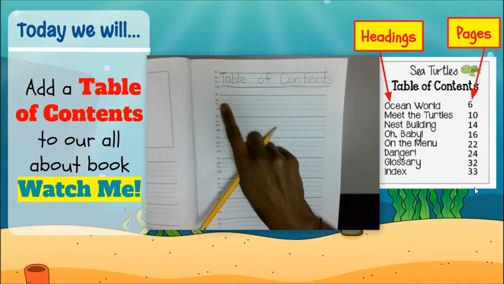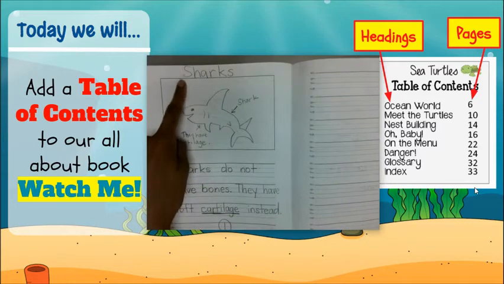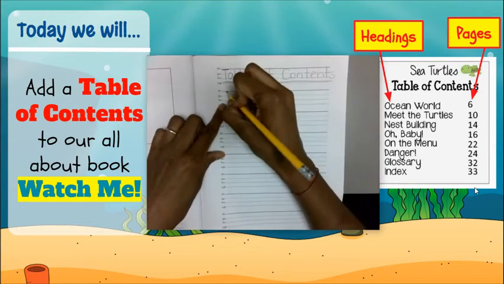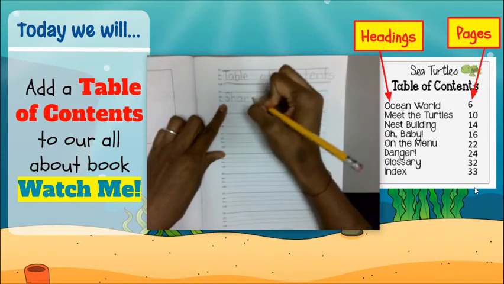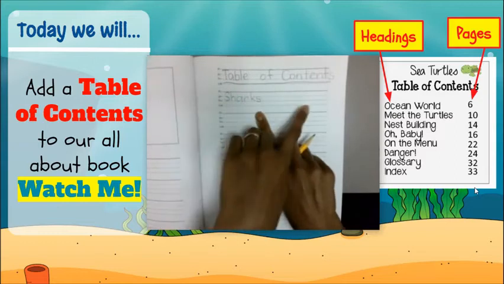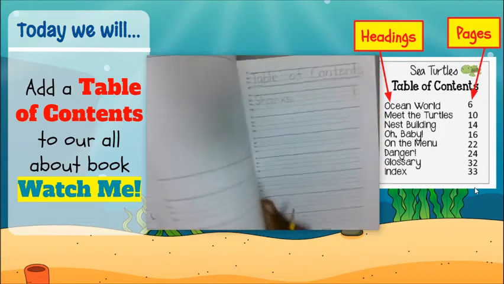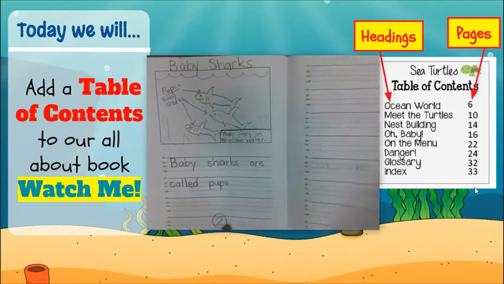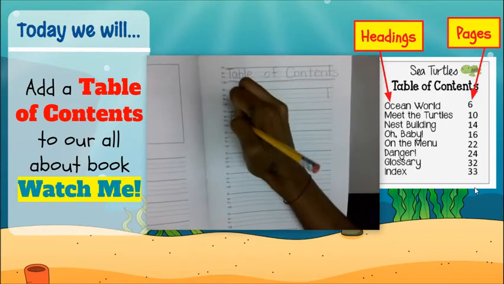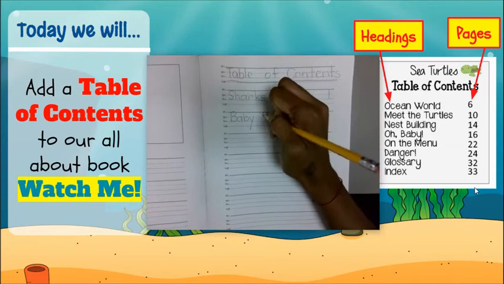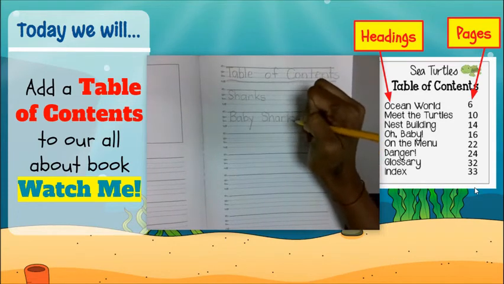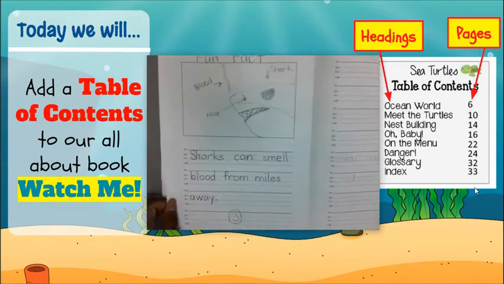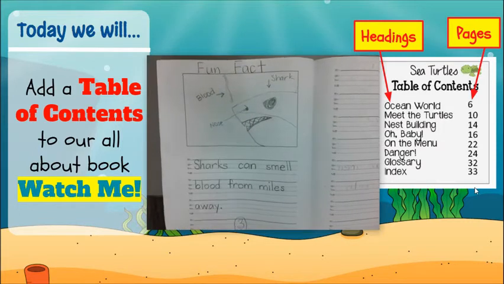Now, if you remember, the first page was sharks. So I'm going to write sharks and page 1 on this part. So let me go ahead and write it. And that's page 1. Now I'm going to go back to my page, turn my page to page 2. Here I labeled baby sharks, and that is on page 2. So I'm going to write baby sharks. Page 2. You see? Then I'm going to go back, turn the page. The label that I added here was fun fact, and that was on page 3.